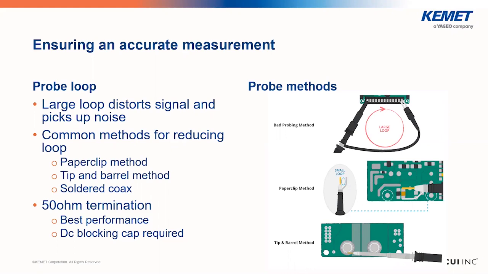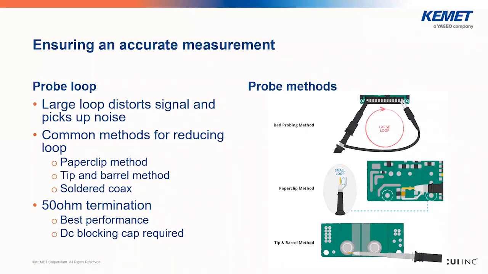The next method is the tip and barrel method. This method doesn't require any external parts like the paperclip. Instead, the sleeve is removed from the barrel and the barrel is applied to ground directly. This method can be a little tricky as there's not always a good location to make a connection of both points.